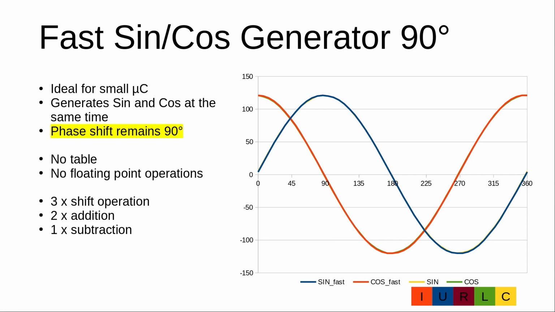Also, this extended algorithm needs no table and no floating point operations. Only an additional shift operation and addition is necessary. So we have for the extended algorithm in total 3 shift operations, 2 additions and 1 subtraction.